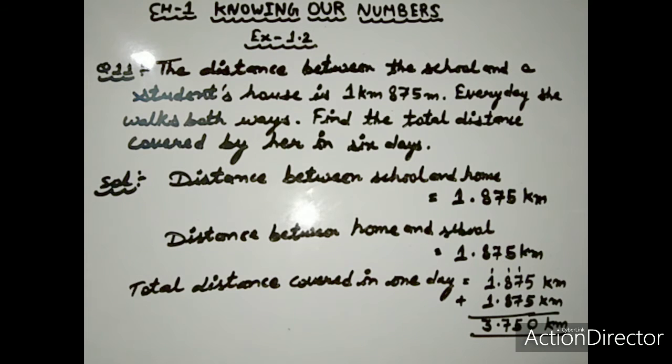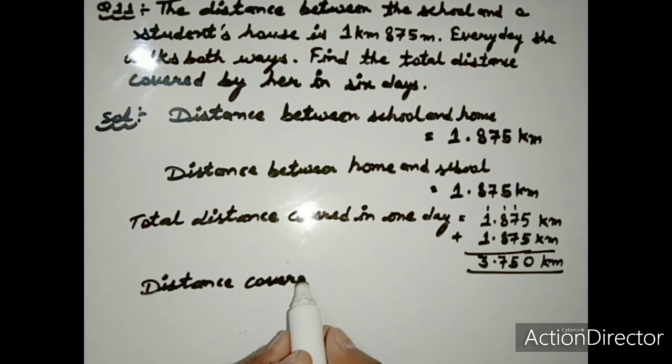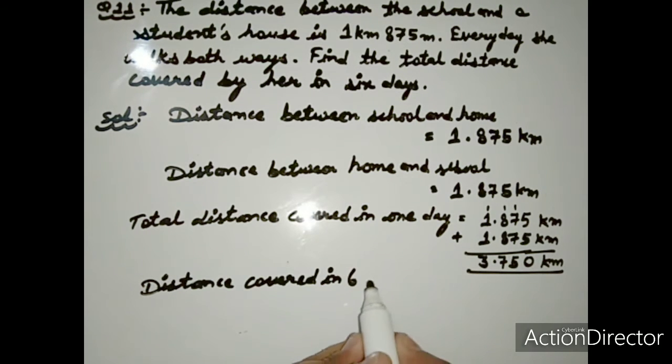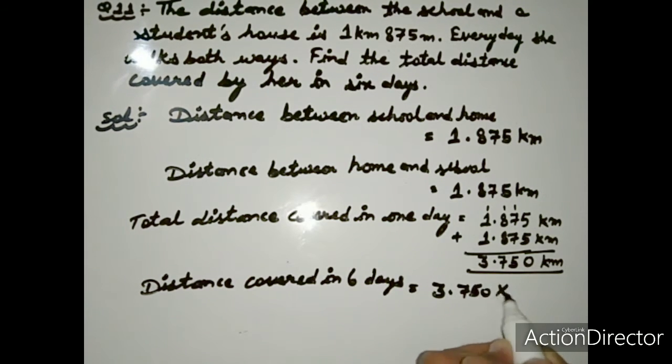Now we find distance covered in 6 days. So here we write distance covered in 6 days is equal to 3.750 multiplied by 6.